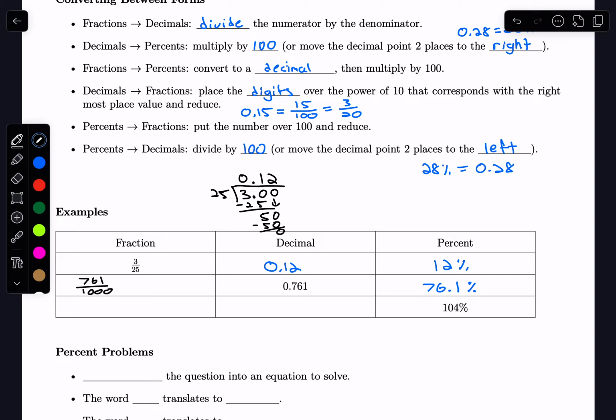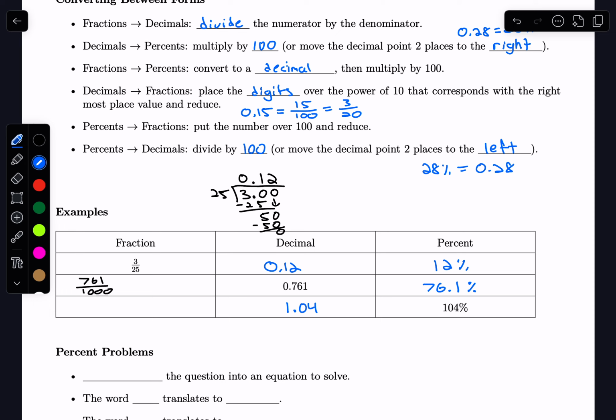All right, last row, we have 104% given to us. If I want to turn it into a decimal, you go from percent to decimal by dividing by 100 or moving the decimal 2 spots to the left. So 104 becomes 1.04, and now there's no percent sign. So all we had to do was divide by 100. 104 divided by 100 is 1.04.